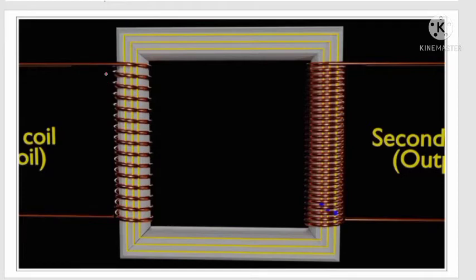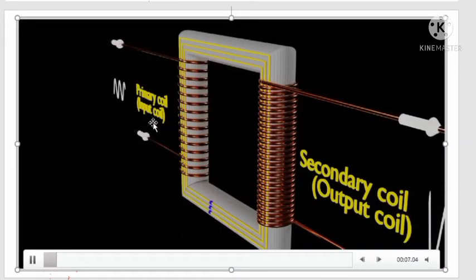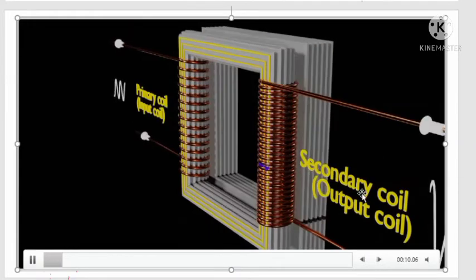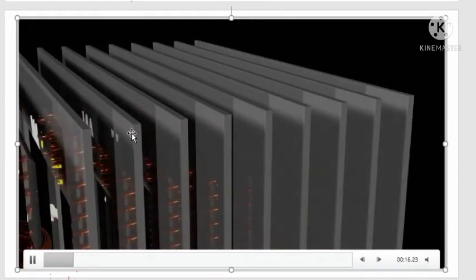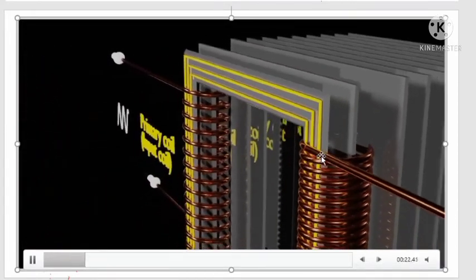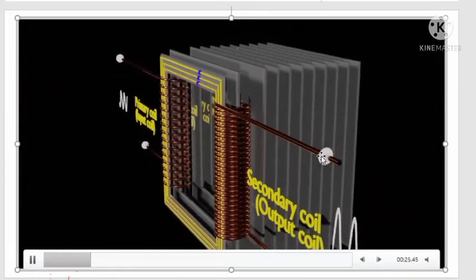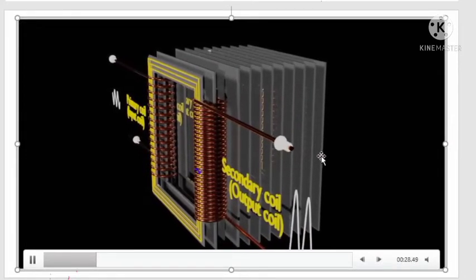If you look here, this is the primary coil, and this part is the secondary coil. The secondary coil and the primary coil are connected by a soft iron core. This is the iron core. The primary coil is also known as the input coil. The secondary coil is the output coil. The soft iron core is cut into thin laminated layers, and then the layers are glued together, so it becomes a laminated soft iron core. What is the purpose of the laminated soft iron core? This one we will discuss in the next part.